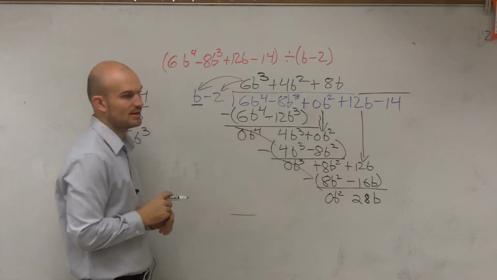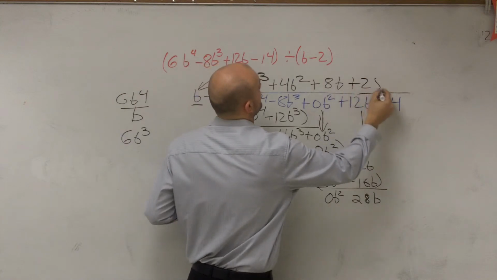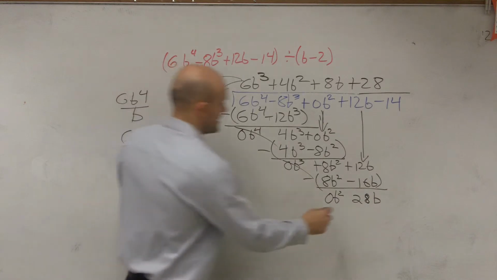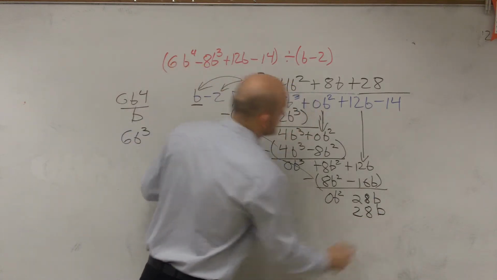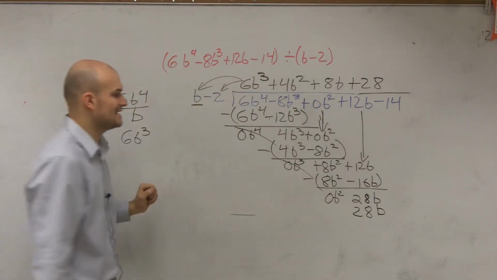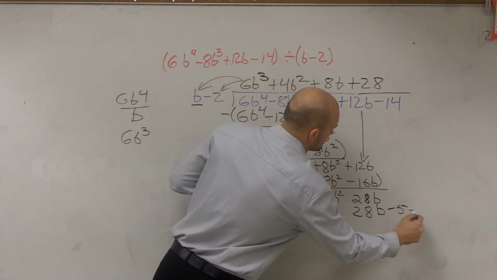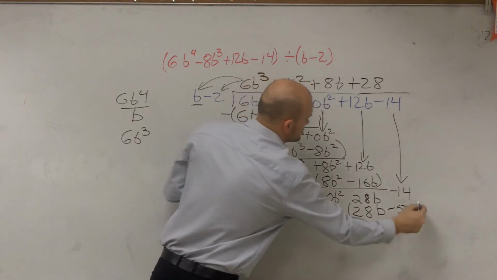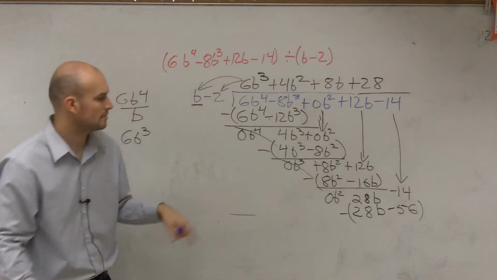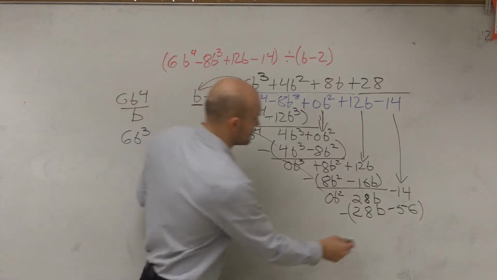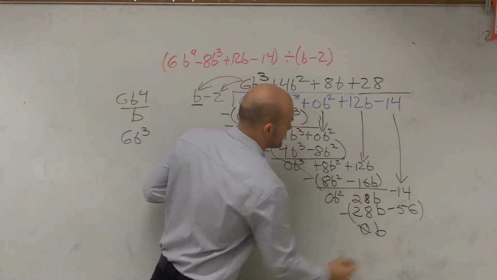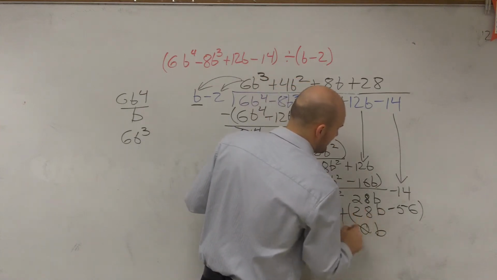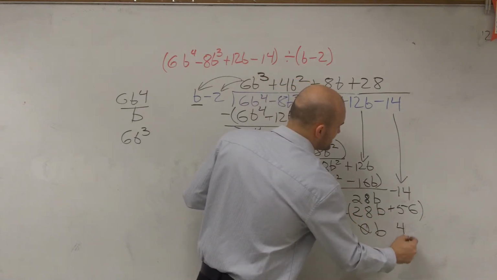b divides into 28b 28 times. 28 times b is going to be 28b. 28 times negative 2 is a negative 56. Bring down my negative 14. Subtract both rows. That becomes 0b. Positive, double negative, so it becomes positive 42.